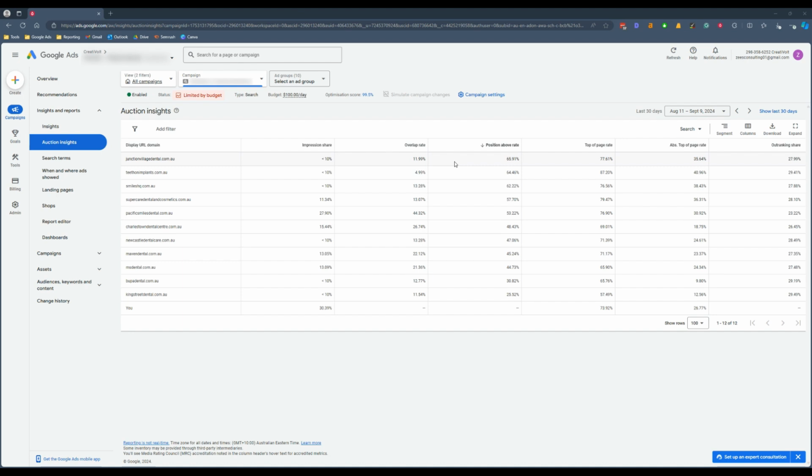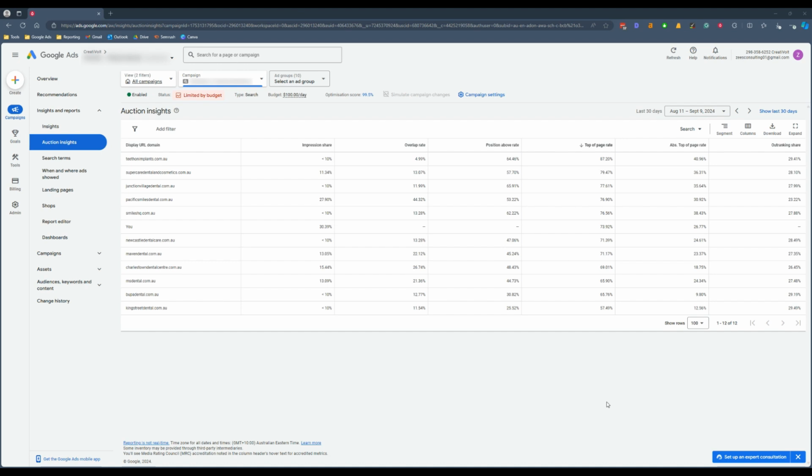So this data is really useful for understanding how our ad position compares with our top competitors. And from this data, we can start to understand which competitors are consistently appearing above ours. And potentially we can start to make budget adjustments to be able to improve our position above rate. So by knowing which competitors are consistently appearing above ours, we can start to make budget and bid adjustments to be able to outrank them as well.